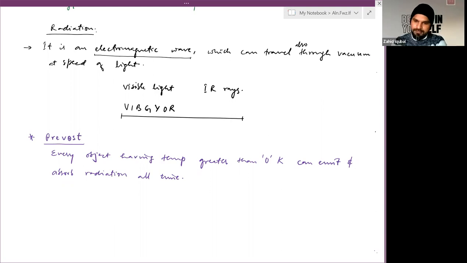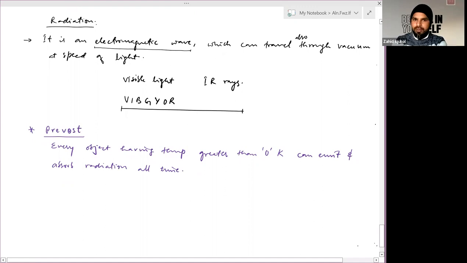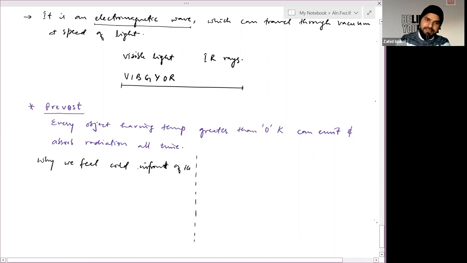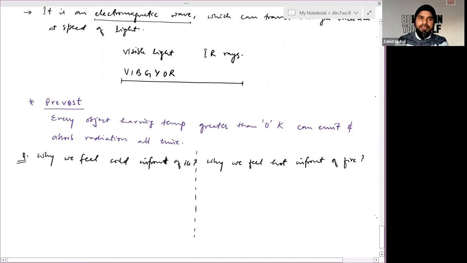Now, according to this, we may define why we feel cold in front of ice, and similarly, why we feel hot in front of fire. Any idea?